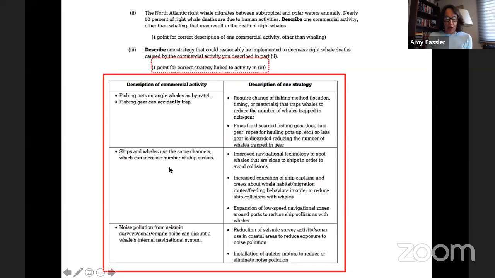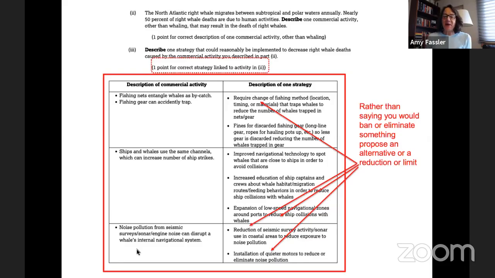Oftentimes the large commercial transport vessels use channels that are the same as the migration lane for the whales. So that could be a commercial activity. And then some form of noise pollution that can disrupt a whale's navigation system. As we look at a solution or a strategy to mitigate that, what I want to point out is you want to avoid saying, oh, well, just don't let fishermen fish anymore and there won't be any bycatch if we don't let them put nets out there.